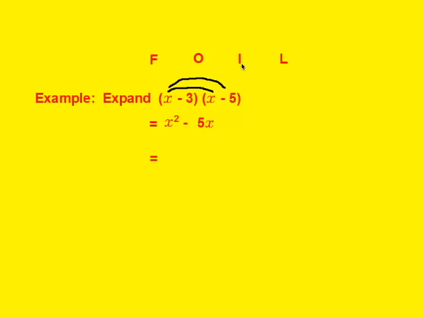Next, the inners. Negative 3 times x. Well, negative times a positive is negative. 3 times x is 3x. And we've dealt with the inners. And the last term in each bracket, negative 3 times negative 5. Well, a negative times a negative is a positive. So this is going to be positive. 3 times 5 is 15. So positive 15 or adding 15.